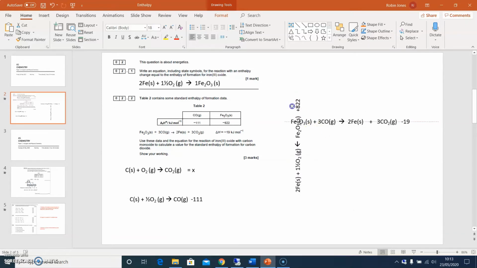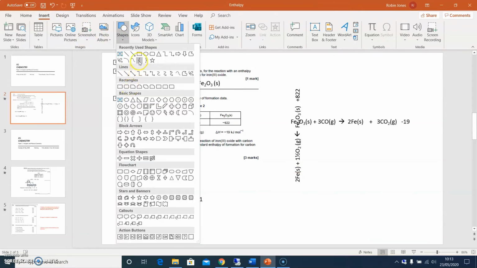There's a perfect match. And now it's coming round in the right direction. Okay, what have I got here? Fe going to Fe. 2Fe solid going to 2Fe solid. They're the same. Okay, let's see if I can do this.